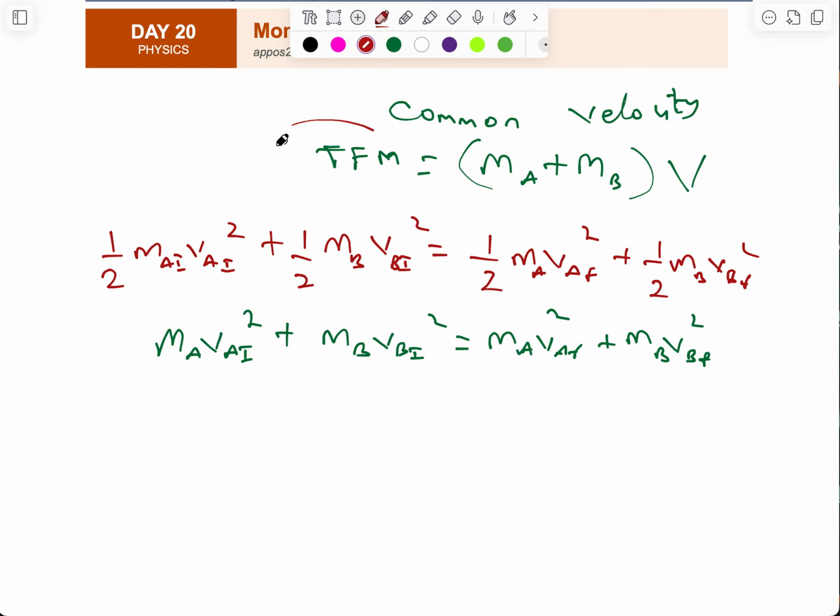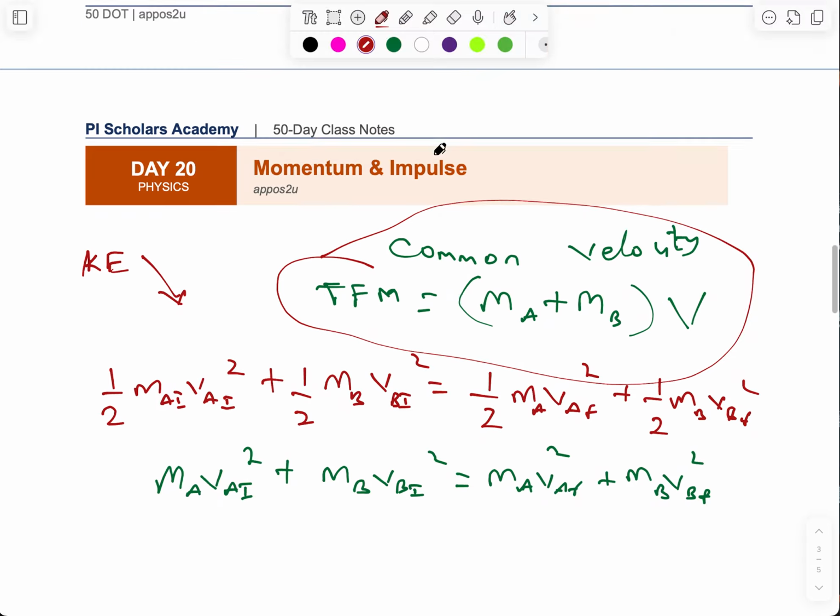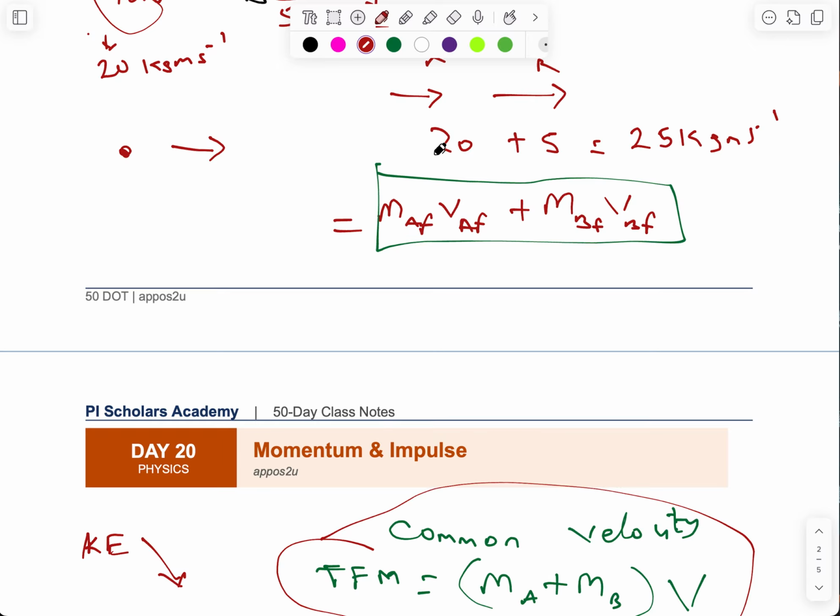But when it comes to the case of inelastic, when they stick together after collision, what happens is that the energy will reduce. Kinetic energy will fall down, will plummet. So that is another thing that you need to pay attention to.